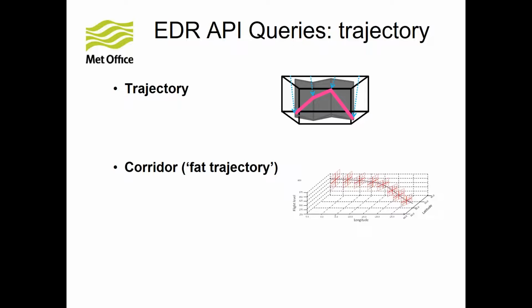And of course, you can do 2D, 3D, or 4D. And a corridor is just a fat trajectory, because aircraft don't fly along exact trajectories. They fly down a corridor, so they can move sideways and up and down a little bit, so they avoid turbulence or whatever. So corridors are quite useful. Right, so those are the basic queries.